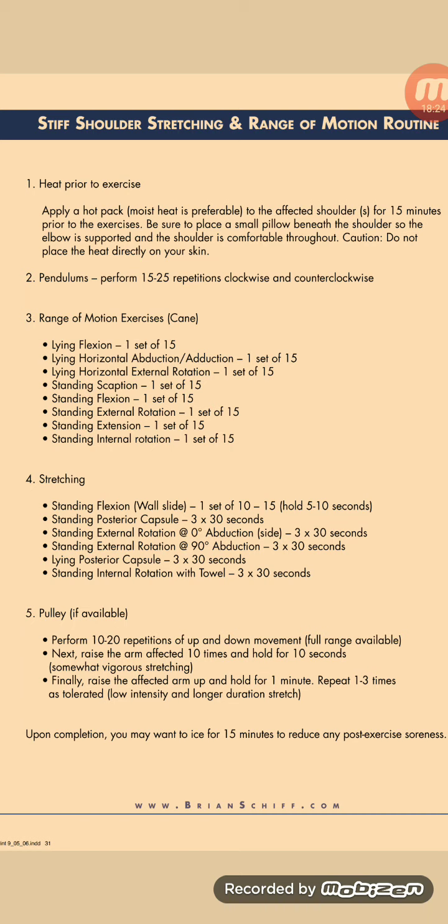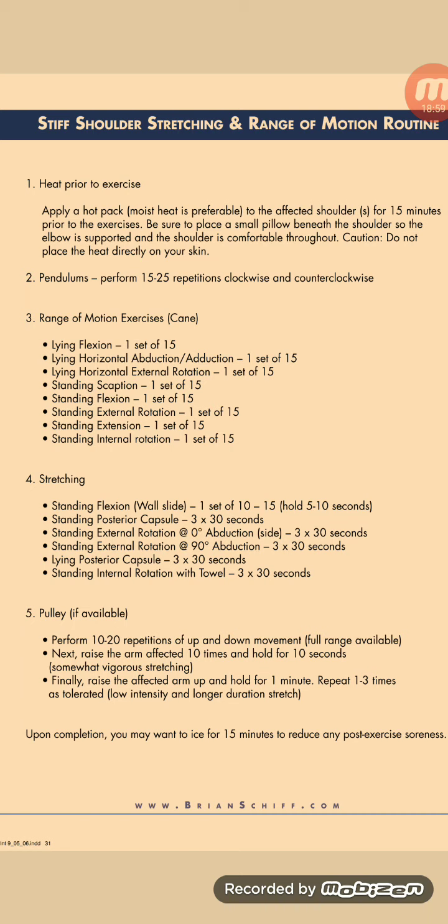Stretching: standing flexion wall slide, 1 set of 10 to 15 repetitions, 5 to 10 seconds hold. Standing posterior capsule, 3 times 30 seconds. Standing external rotation with 0 degree abduction at the side, 3 times 30 seconds. Standing external rotation with 90 degree abduction, 3 times 30 seconds. Lying posterior capsule, 3 times 30 seconds. Standing internal rotation with towel, 3 times 30 seconds.